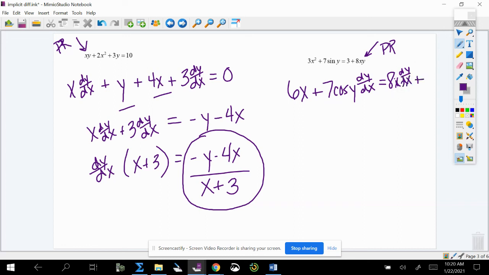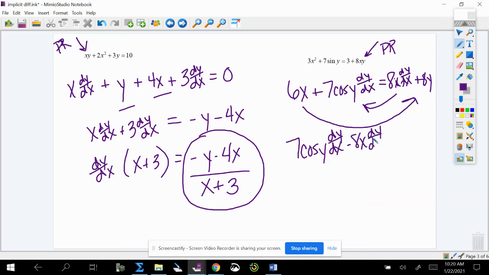Plus the second times the derivative of the first. So the derivative of 8x is 8. And then you have the y. And that one does not have a dy/dx because you're not deriving a y term. So I'm going to do a lot of rearranging here. I'm going to bring this dy/dx term this way and this non-dy/dx term this way. So I have 7 cosine y dy/dx minus 8x dy/dx.